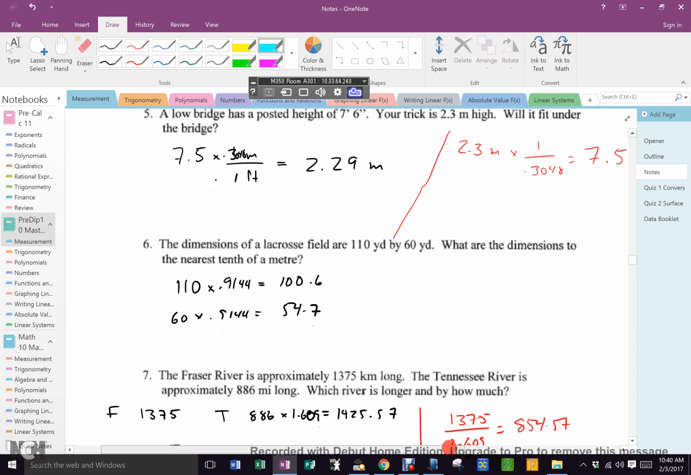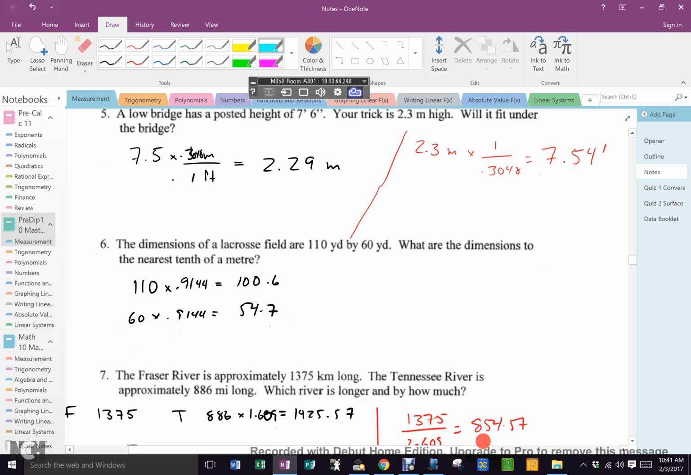All right. Now, number 5. 2 different answers. If you convert the truck to meters, it comes out at 2.29. Oh yeah, it'll fit with 1 centimeter to spare. If you convert the bridge to meters, the truck almost fits. Right? 2.29, you want to round that up to 3. It doesn't fit. If you convert this way, it's 7.5. Your truck is 7.54 feet. 7 foot 6 inches, exactly 7.5. Your truck will not fit. Okay?